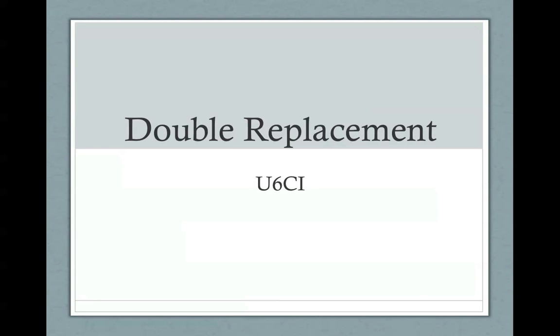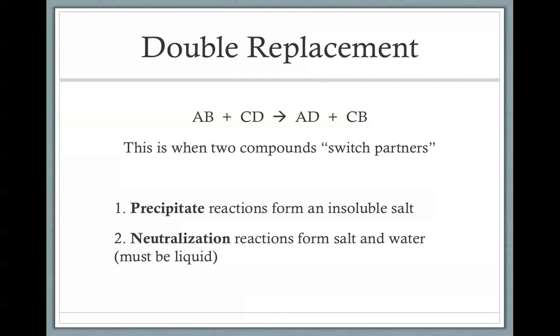All right, this is our final concept, concept I. We're going to be looking at the final type of reaction, double replacement reactions. With this, again, we've seen this general formula before. This is when two compounds basically switch partners.